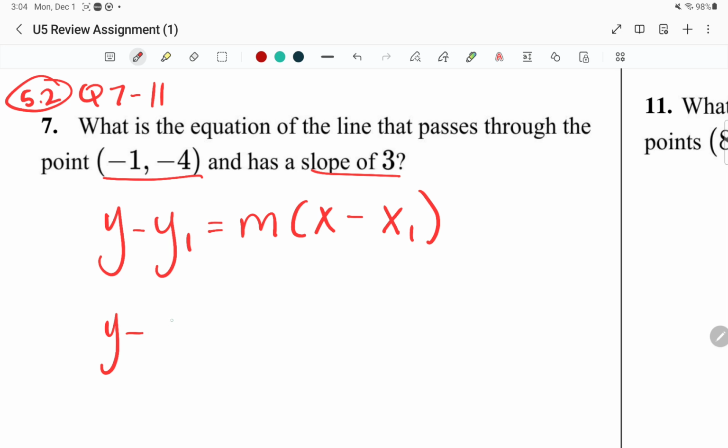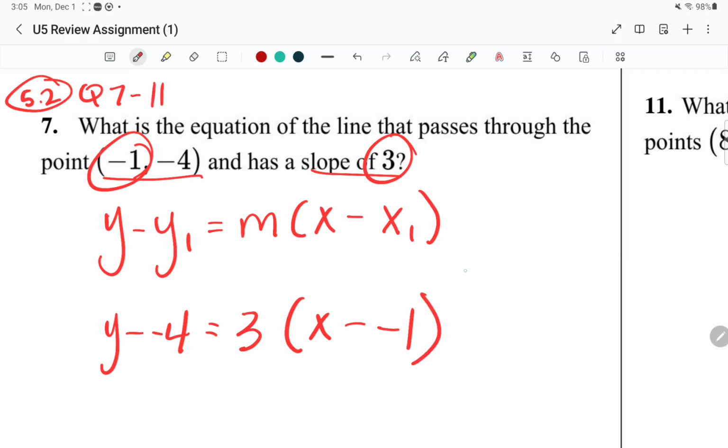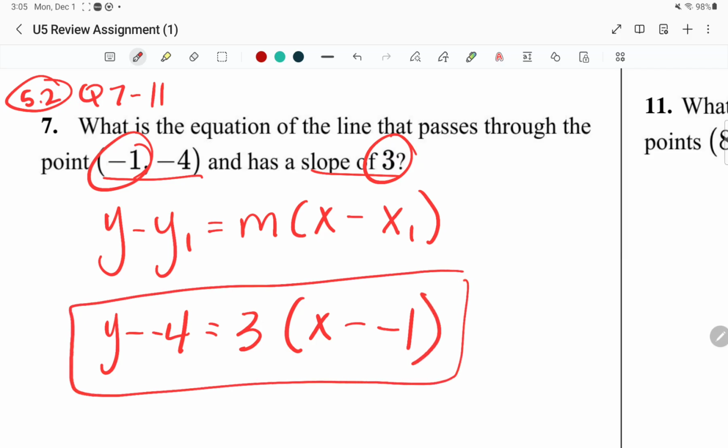So y minus, my y value is negative 4, equals my slope. They told me my slope is 3. Parenthesis x minus, my x value is negative 1. Okay, so if you can, we'll just put a little key: x1, y1, and m. Everything else stays the way that it is, parentheses, minuses, everything. You can turn all those double negatives into pluses. I will accept either, okay?